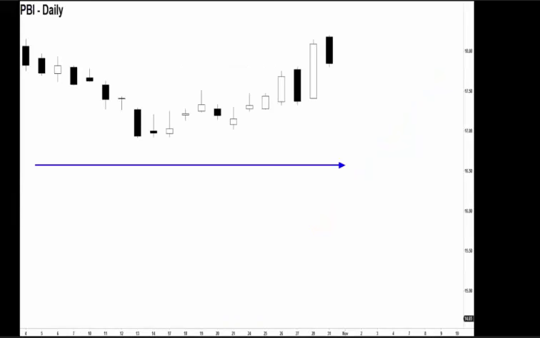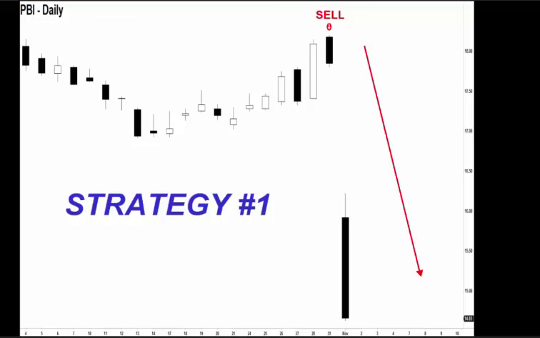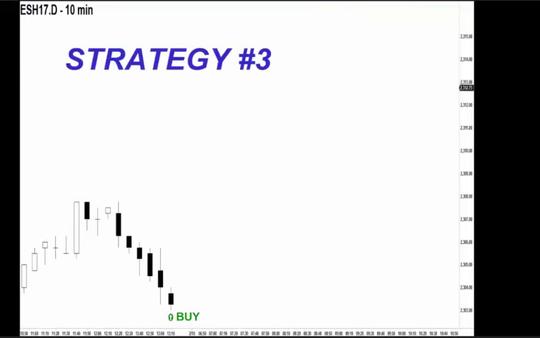As well, it works to the downside. Someone looking at this would say, well, this is making a base. We've got a really nice support here. This is where all the institutions are buying. The volume has picked up, so I'm going to look to buy this. Well, strategy number 1 generated a sell signal, okay? And look what happened to the stock the very next day.